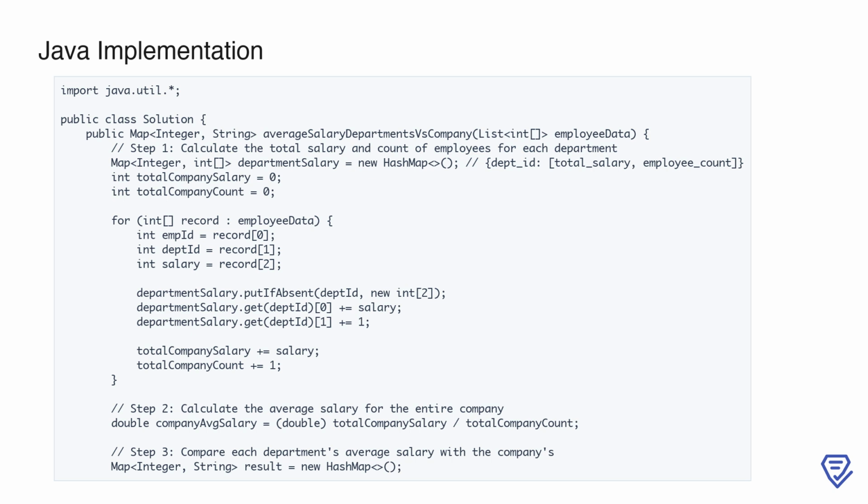After processing all the records, the map will hold cumulative salary data for each department, while the company-wide totals will help us calculate the average salary for the entire organization. Using these totals, we calculate the company-wide average salary by dividing the total salary by the total number of employees, casting to a double to ensure precision. This average will serve as the benchmark for comparing each department's performance.